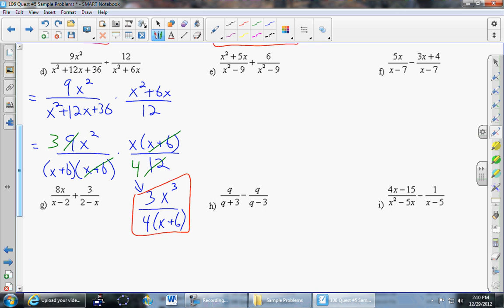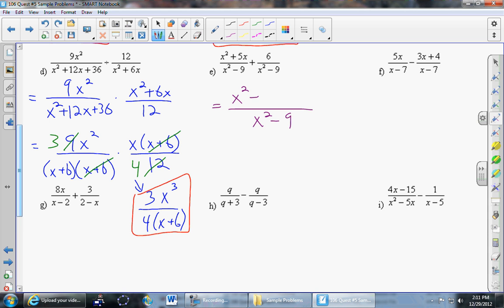Okay, part E, x squared plus 5x divided by x squared minus 9 plus 6 over x squared minus 9. All right, I started off by saying we're going to factor just about everything on this page. Well, you factor because you want to cancel, and you can only cancel when there's multiplication and division. Addition and subtraction is really completely different. You can add these two easily because they have the same denominator. So x squared minus 9 stays in the denominator.